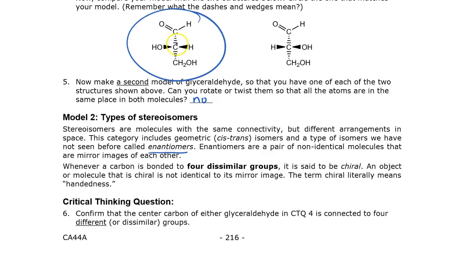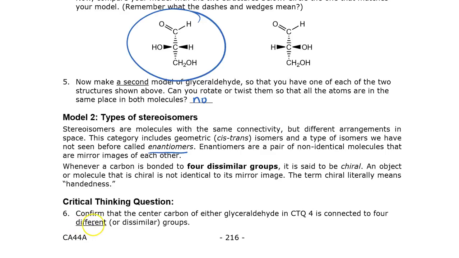This particular carbon that has those 4 dissimilar groups is then said to have a handedness or a chirality. Chirality is a Greek word based on the Greek root word. It means handed. So just like people have left hands and right hands, which are mirror images of each other, these molecules can be thought of as being left-handed and right-handed and being mirror images of each other.